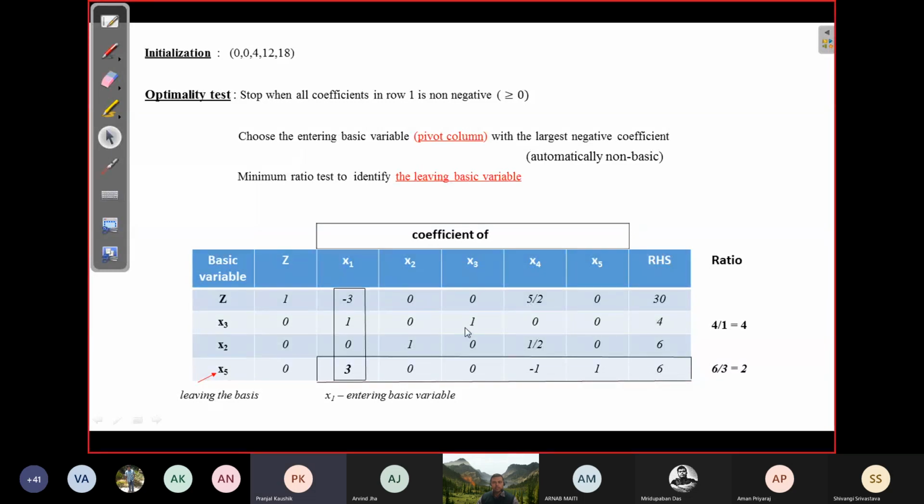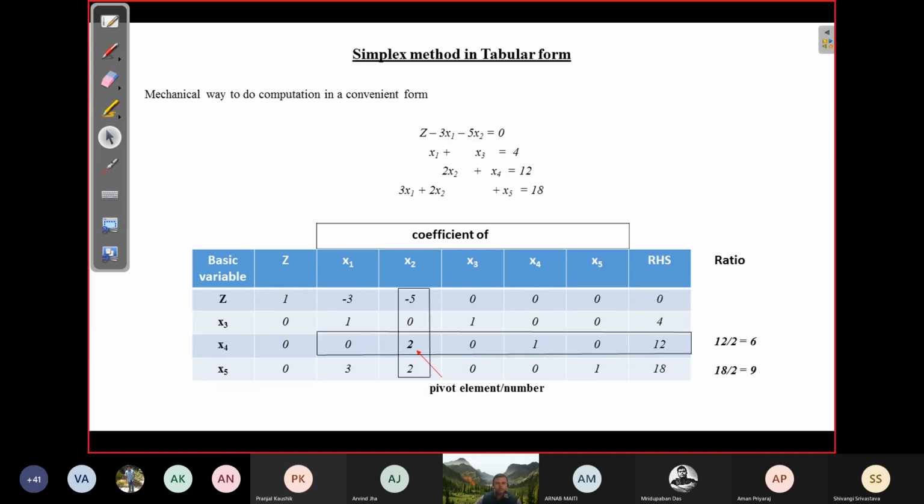Who can tell me how to choose an entering basic variable? It's a minimum ratio test. No. See, you first listen to the question. You see this table, right? This table is representing the origin 0, 0, and the augmented solution is 0, 0, 4, 12, 18, right? So currently x3, x4 and x5 are the basic variables, right? Now I move from this table to the next adjacent BFS. So I have to choose one entering basic variable and choose the leaving one. So what is the rule of choosing the entering basic variable?